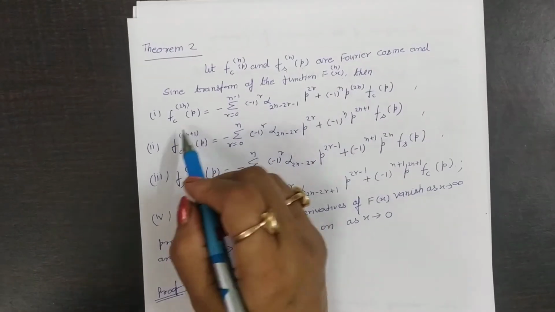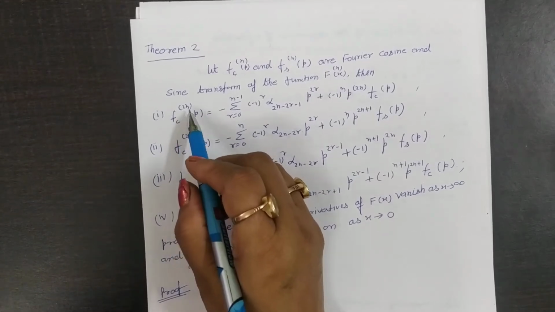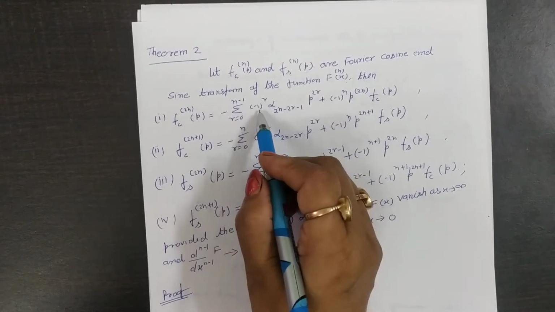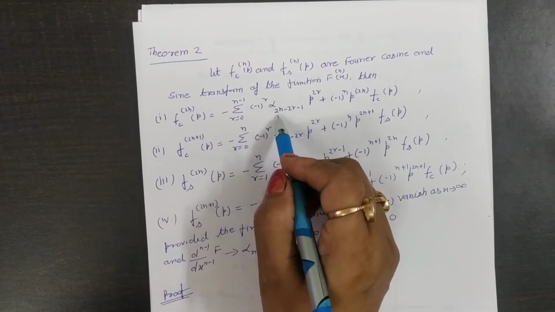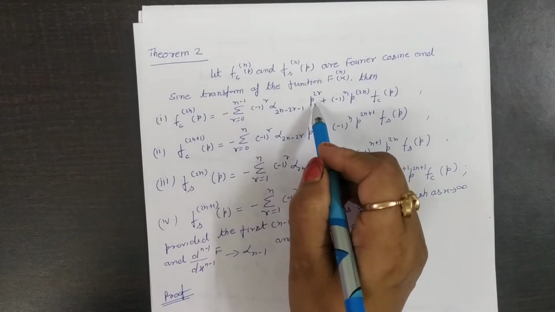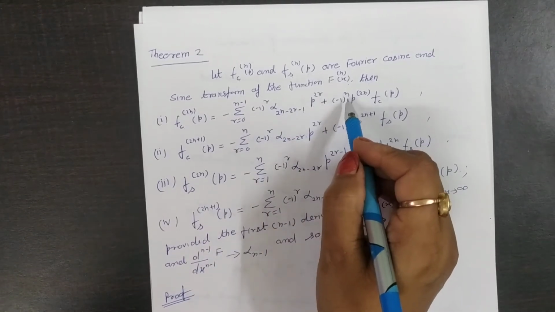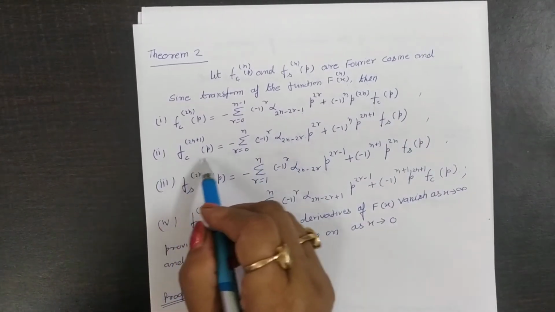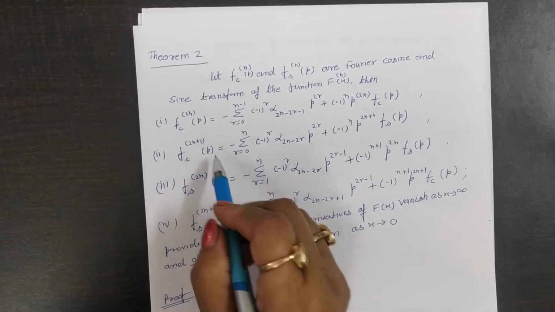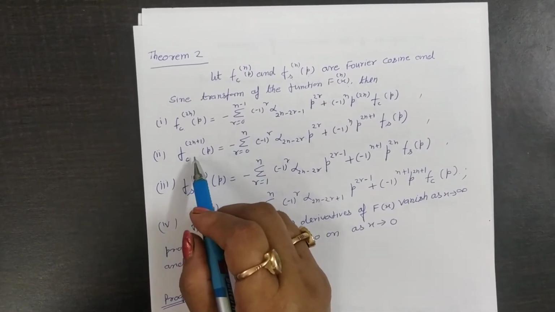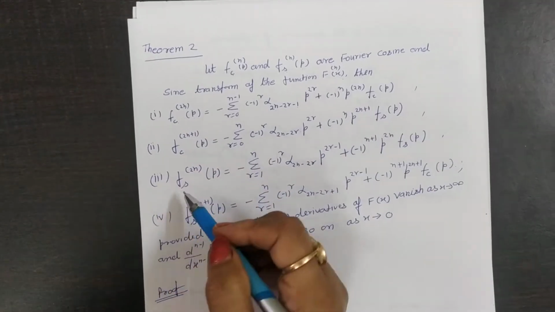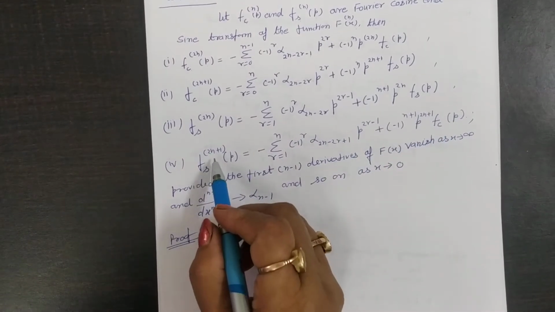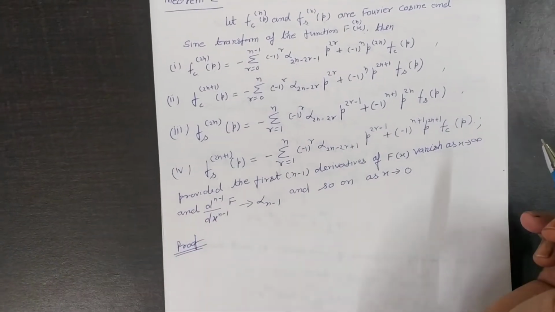Then the first thing you have to prove is F_c of the 2n-th derivative of p is equal to the sum over r varying from 0 to n-1 of (-1)^r alpha_{n-2r-1} p^{2r}, plus (-1)^n p^{2n} times F_c(p). And similarly, the second thing you have to prove is for the odd case, F_c of the (2n+1)-th derivative, and similarly for sine, F_s of the 2n-th derivative and F_s of the (2n+1)-th derivative. That is for odd and even functions.